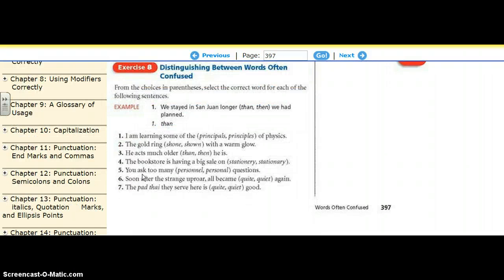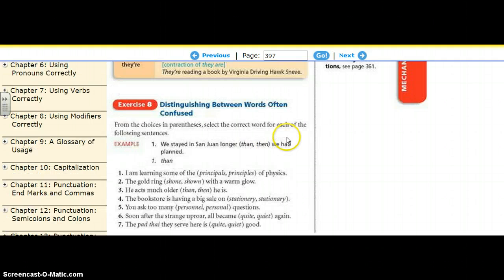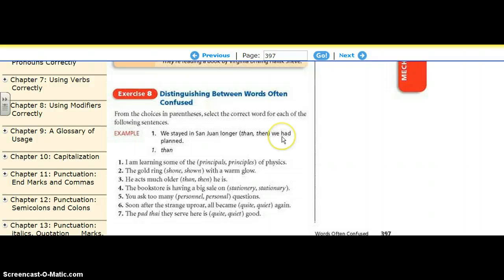For exercise B on 397 and 398, I want you to do the evens. Select the correct word for each of the following sentences, just as the ones before. So in number 1, we have, I am learning some of the principles of physics. If you go up to principles, it tells you that you want to pick the second one, because principal is the guy in charge of a school. So number 2, the gold ring shown or shown with a warm glow, obviously that would be the first shown. You may pause to finish these activities.